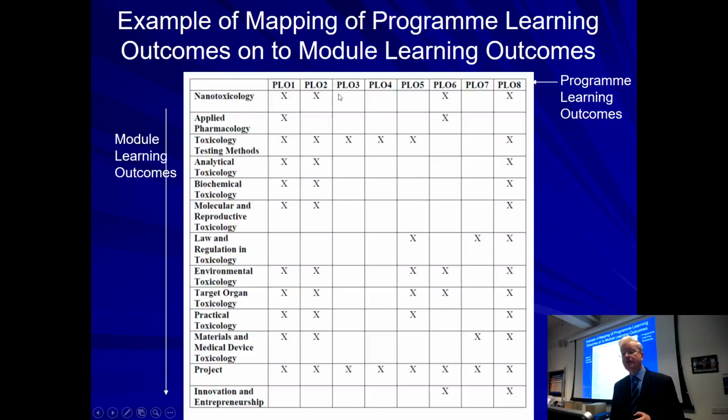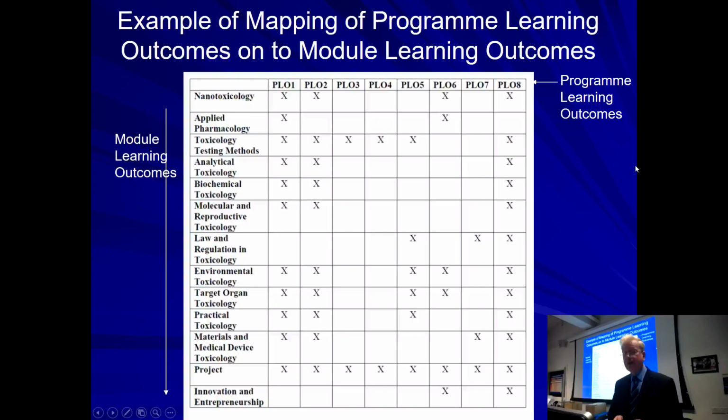So for example, program learning outcome 3 is involved with developing laboratory skills in these master students. And that was covered, as you can see, there's an X there, it was covered in the toxicology module, and they also covered laboratory skills in their project. So that program learning outcome was covered in 2 modules, and as you can see, every other learning outcome was covered in some module down along the list.